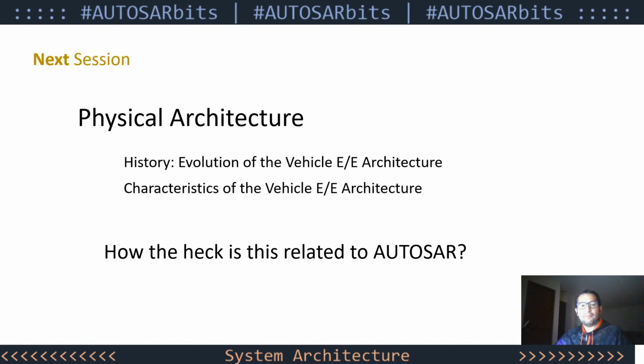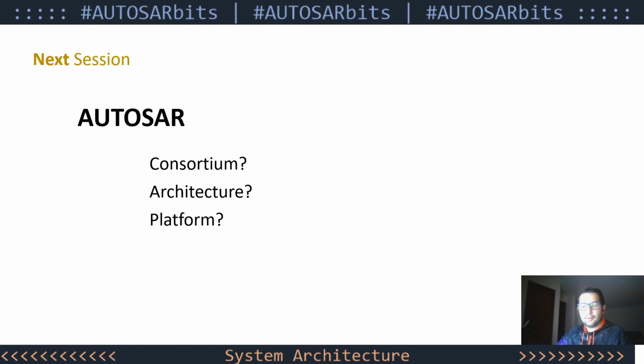In the next session, we're going to cover what the physical architecture is, the characteristics of such vehicle electrical and electronic architecture, and the history, that is the evolution of such architecture. We're going to mention, of course, how this is related to AUTOSAR. Also in the next session, I want to cover what AUTOSAR is. This is sometimes a source of confusion, whether it is a consortium, an architecture, a platform. We're going to deep dive into this so we can avoid this confusion in the future.